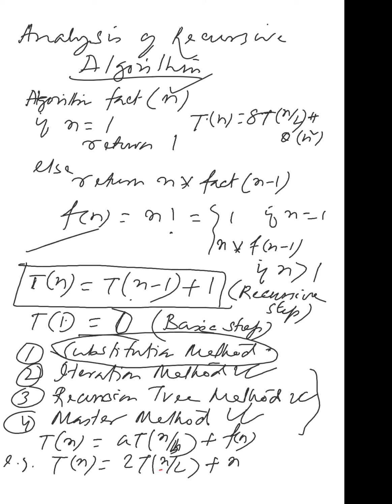Now, see, these methods are part of the analysis. There are a lot of things you need to know about the analysis. The main thing is that you first know the asymptotic notations. The very first step is for analyzing the algorithm.